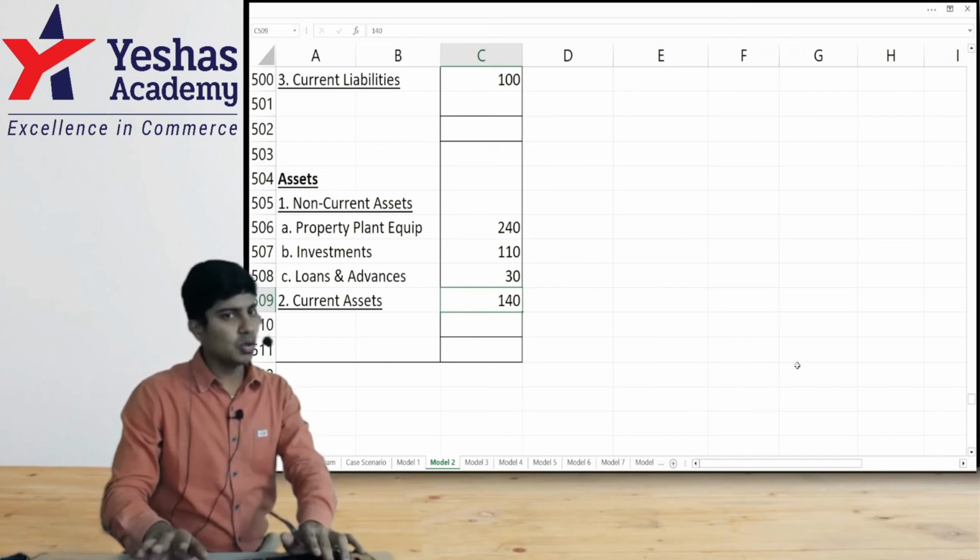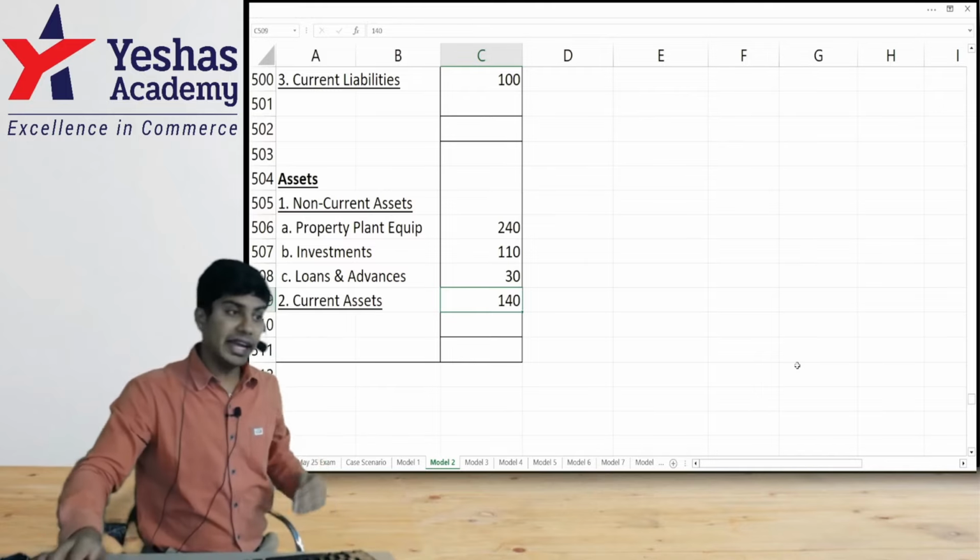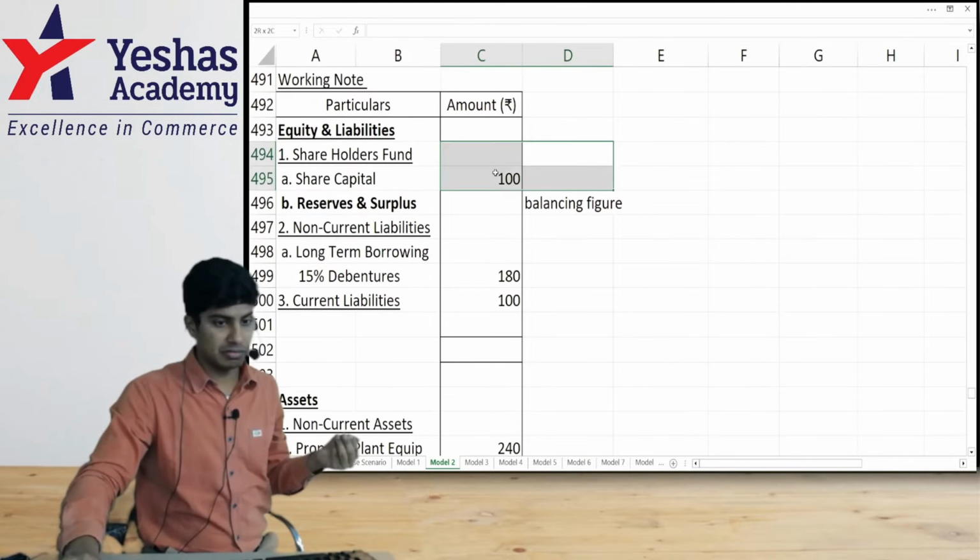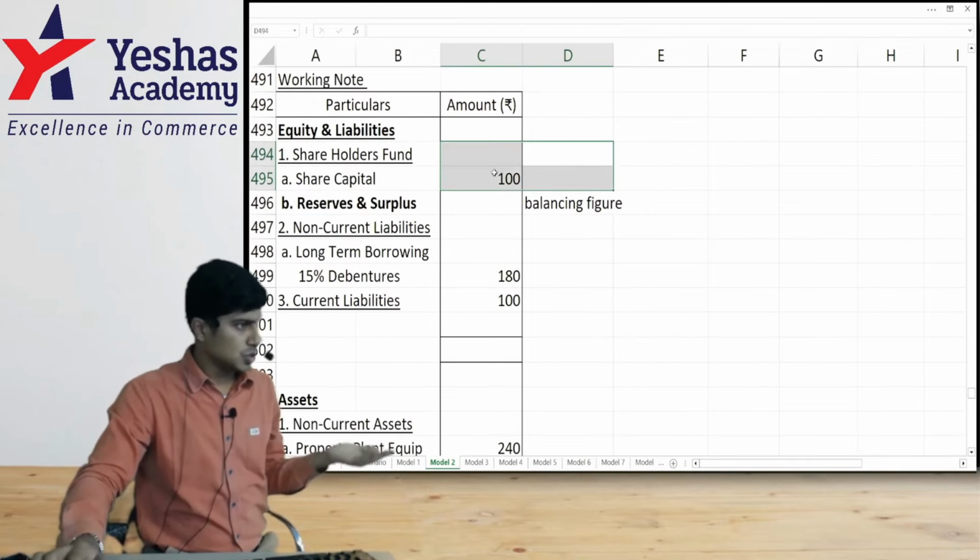We have assets and outside liabilities given in the question. Indirectly, they've told how much is share capital, that is, how much the holding company holds. Using this, we form this.